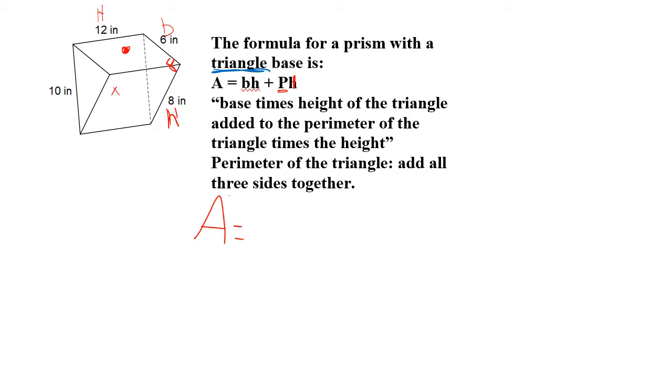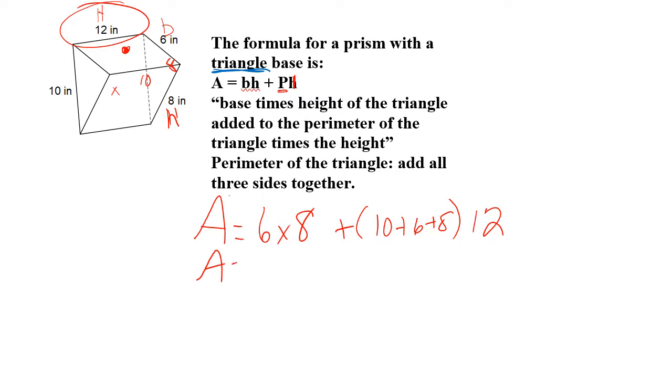I do base times height, so 6 times 8. Add that to the perimeter of the triangle. So this is a 10. I need to do 10 plus 6 plus 8. And then that's going to get multiplied by the height of the prism, which is 12. So let's go ahead and do this. 6 times 8 is 48. I need to do what's inside of that parentheses first. 10 plus 6 plus 8 is, let's see here, 24 times 12.